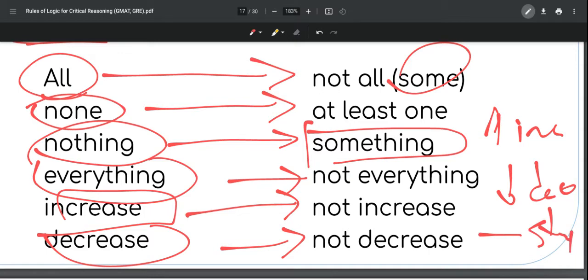And this is important because sometimes the question will be something like sales have not increased, right? So if sales have not increased, you don't know whether sales have decreased or not. Maybe sales just stayed the same. And this is a common mistake that happens in critical reasoning and in life.